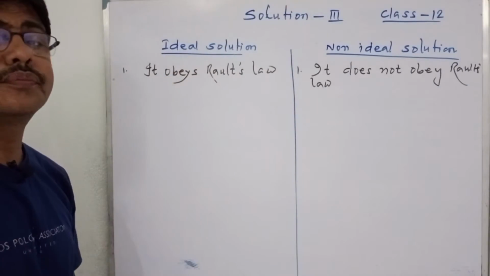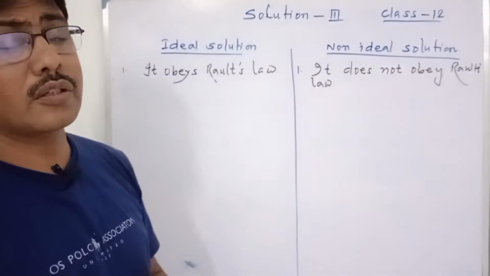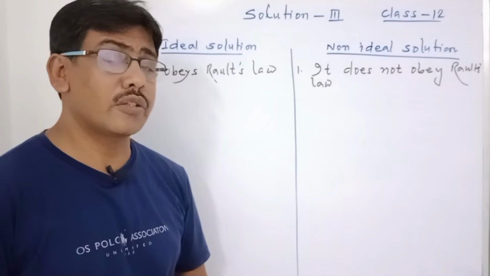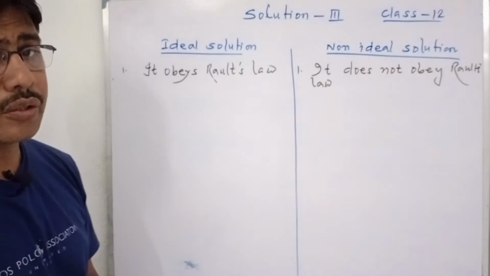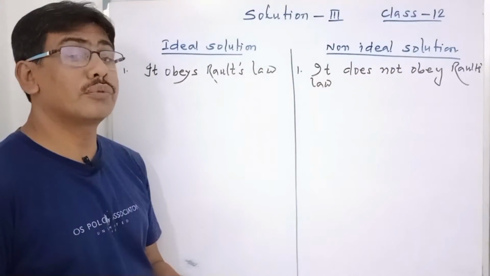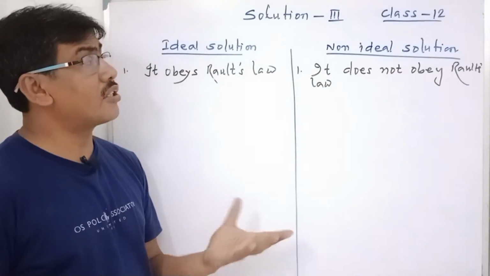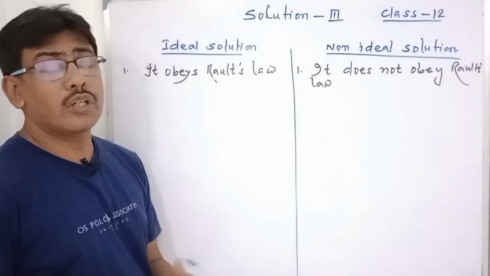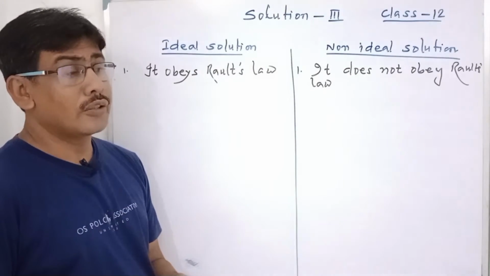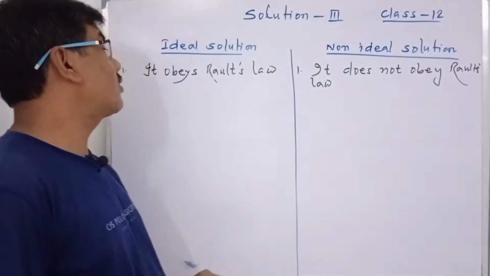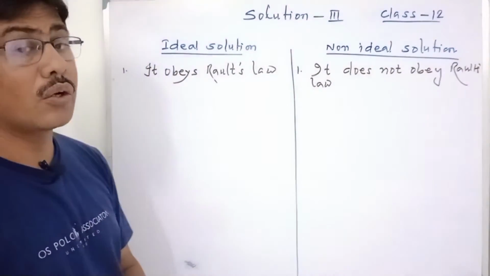Solution 3. In the former class, I have discussed solution 1 and solution 2. That is, I have discussed the vapor pressure of a pure solvent and that of the solution, and I have also discussed the colligative property, especially the relative lowering of vapor pressure. Today, I want to discuss ideal and non-ideal solutions.